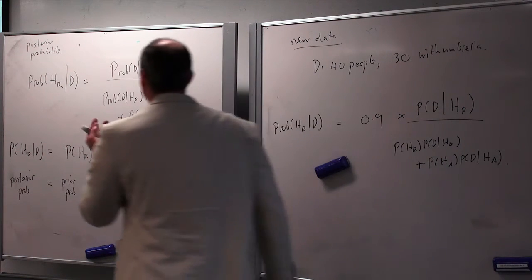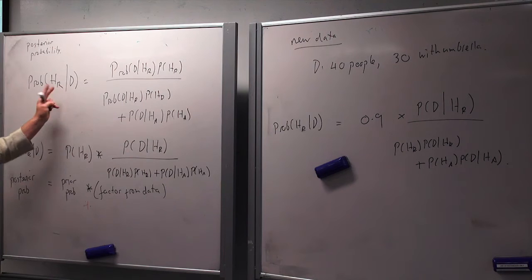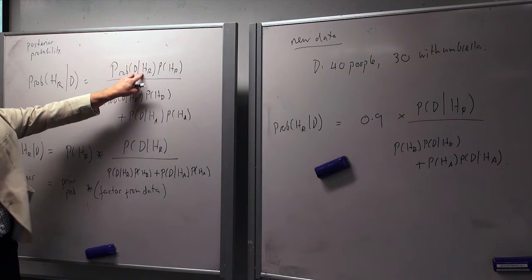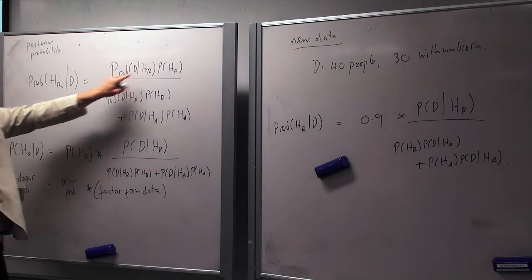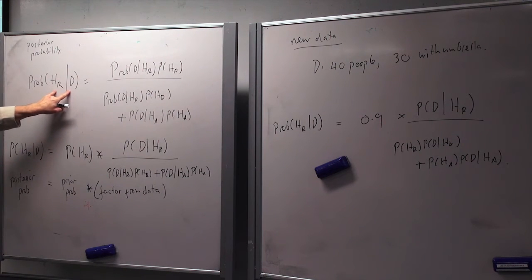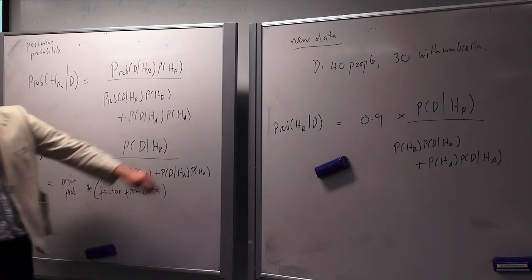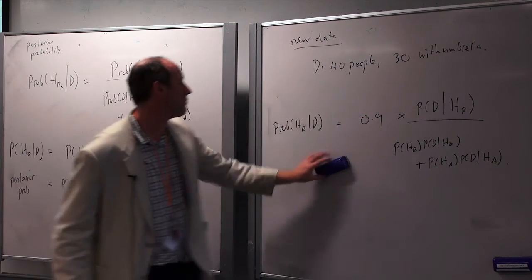So what we're doing here, Bayes' theorem, is flipping over the data and the hypothesis. These are easy to work out, but boring. That's interesting, but hard to work out. And Bayes' theorem gives you the link by swapping these two round. So let's just try it with 40 people, 30 with an umbrella.